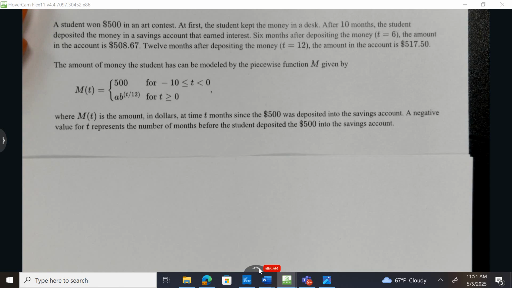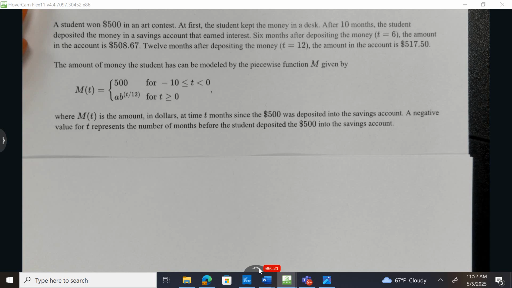A student won $500 in an art contest. At first, the student kept the money in a desk. After 10 months, the student deposited the money in a savings account that earned interest. 6 months after depositing the money, when t equals 6, the amount of the account is given. 12 months after depositing the money, when t equals 12, the amount is given.